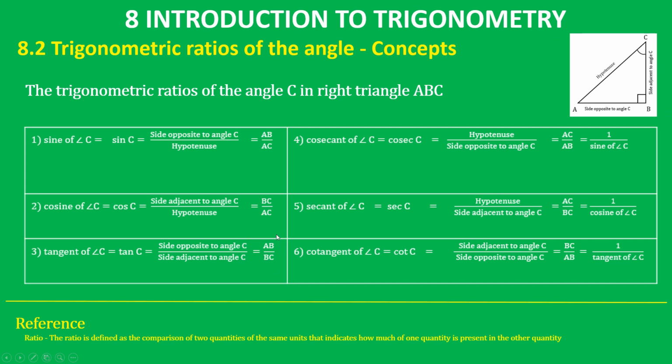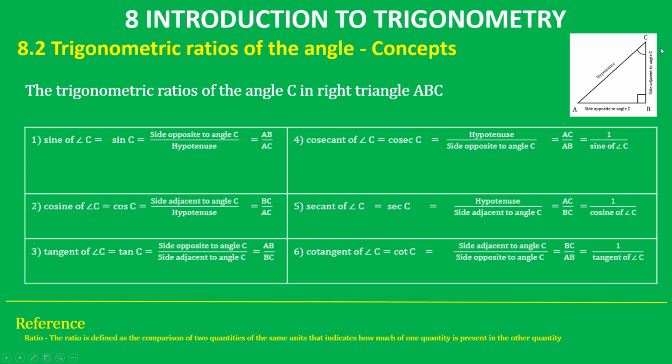Yes, AB by BC. Then we will come to cosecant of angle C, cosecant C, which is hypotenuse by side opposite to angle C, which is AC by AB, which is the reciprocal of sin C. Then we can say cosecant C is the reciprocal of sin C, or cosecant C is equal to 1 by sin C. Okay, we'll go to the next one.